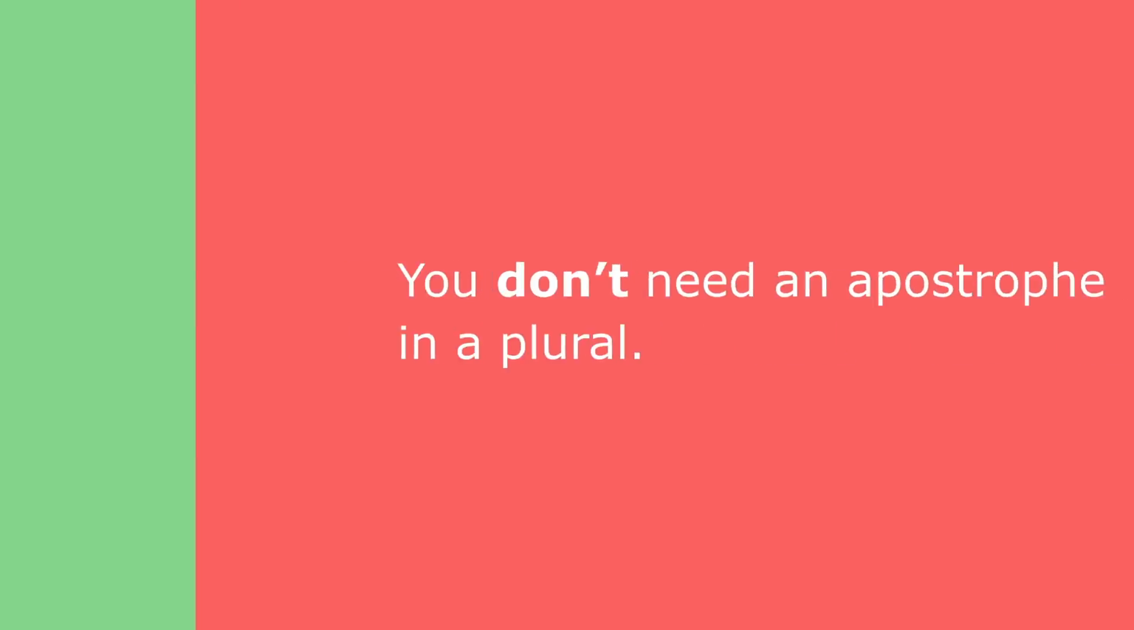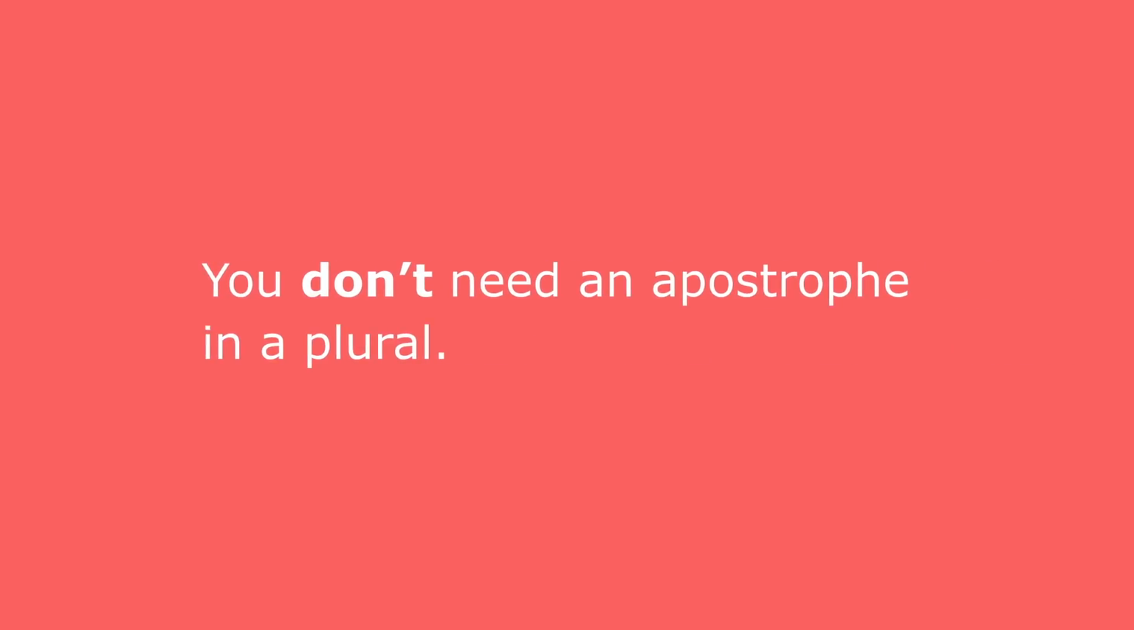It's with an apostrophe is one of those contraction words. It always means it is or it has. And remember, you don't need an apostrophe in a plural.